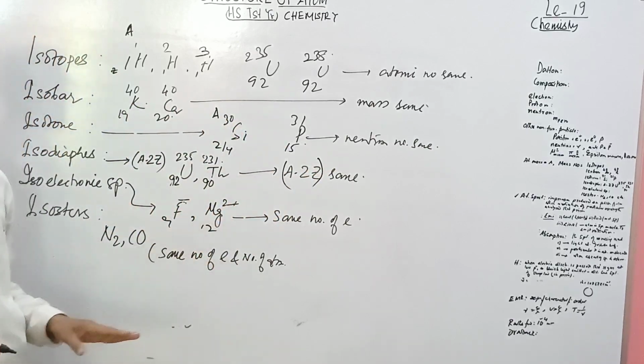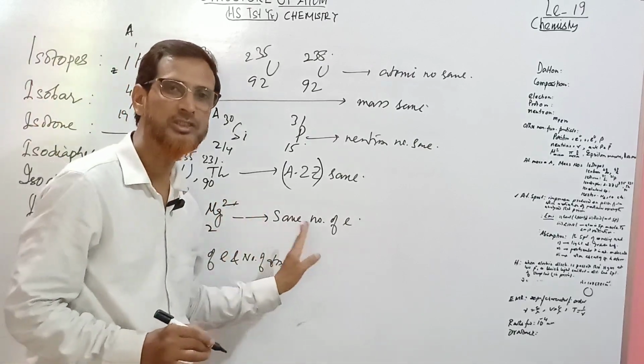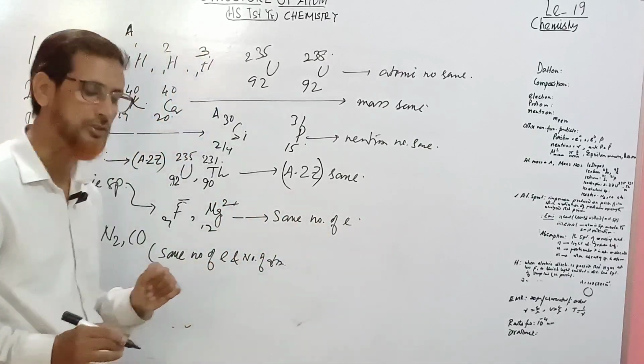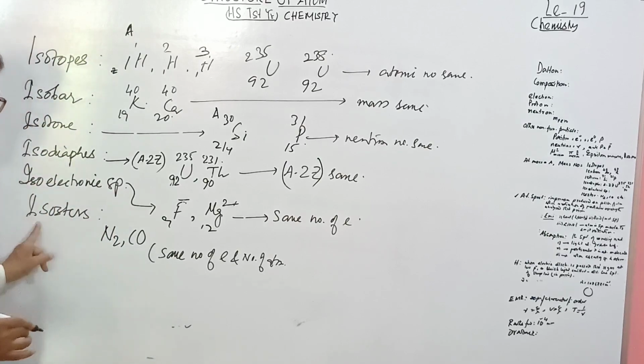So in both the species we have seen the number of electrons is the same, hence they are called isoelectronic species. Again, this is very important. Isosters, again it is very uncommon, you may not know this one.